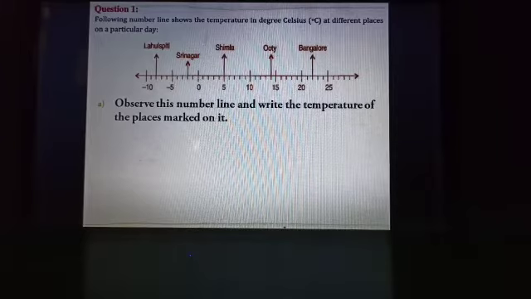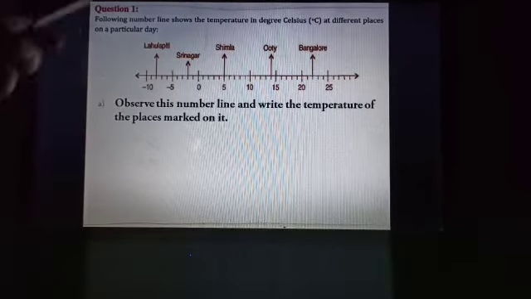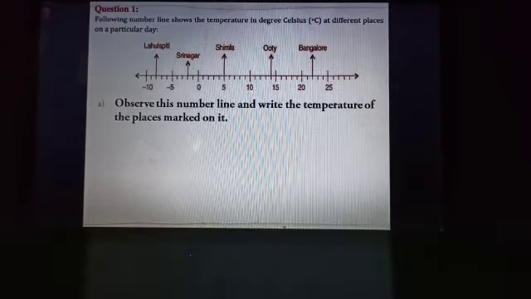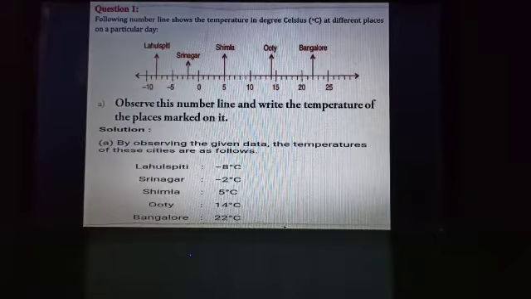Now, as you know, in the number line, on the left hand side of the 0 we have all the negative integers, and on the right hand side of the 0 we will have all the positive integers. So the temperature of Shimla, Ooty and Bangalore will be positive, and the temperature of Srinagar and Lahul Spiti will be negative. Now here we have the answer.